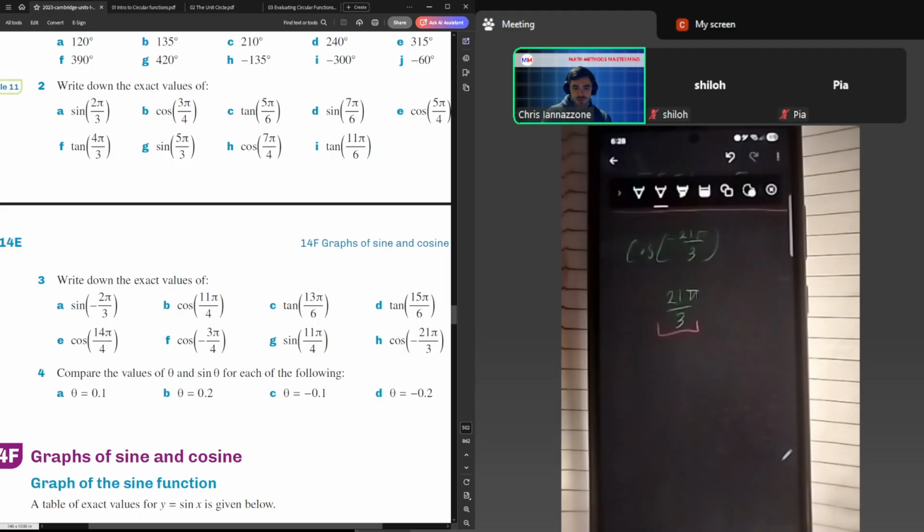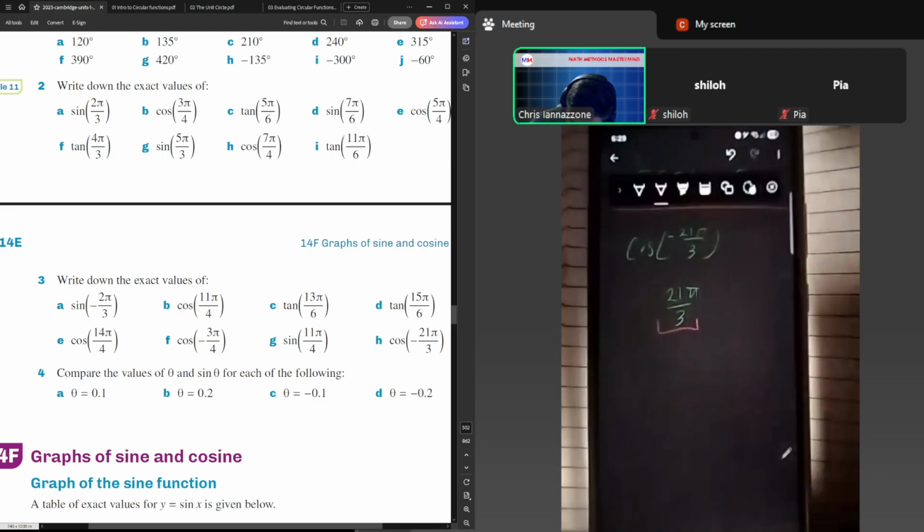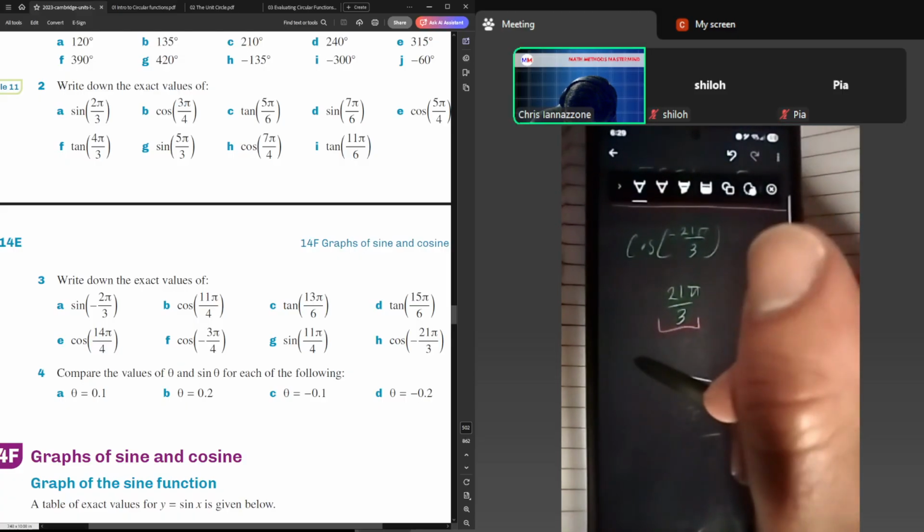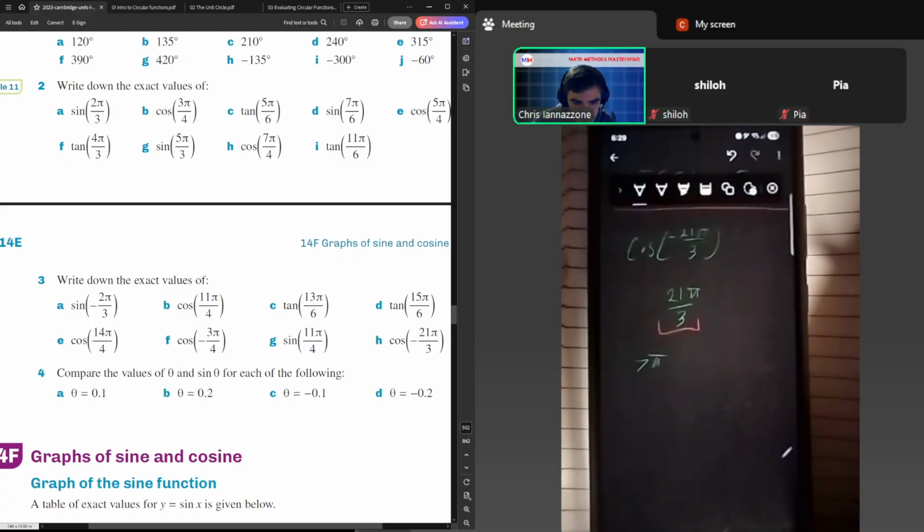It's probably a bit too big to count around the unit circle, so I'd recommend doing a division. Basically, how many times does 3 fit into 21? That'll give you your whole number of pi, and then there'll be some sort of fractional value of pi. Although in this particular case, 3 actually perfectly fits into 21. You get 7. That actually does just simplify it out to 7 pi.